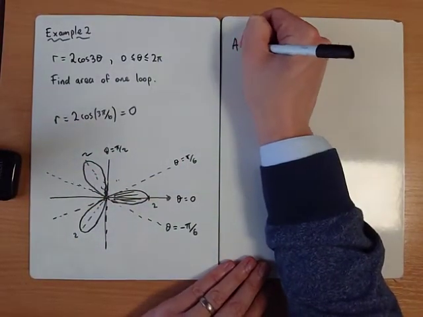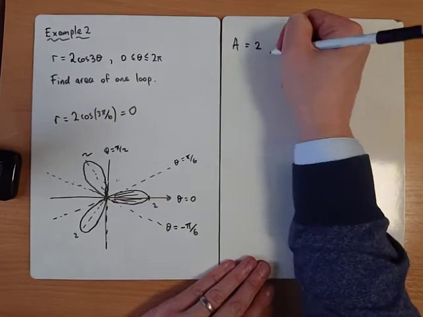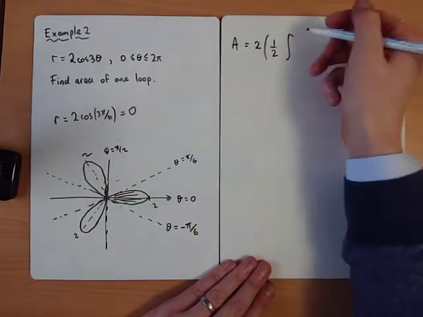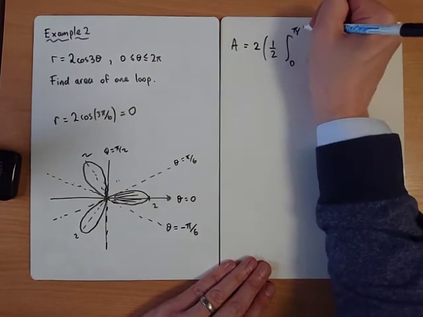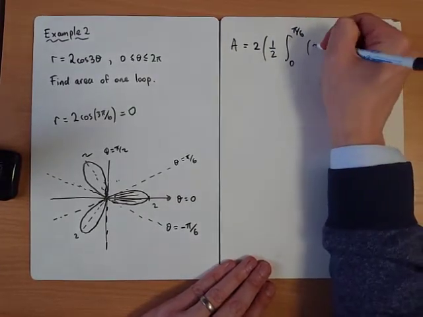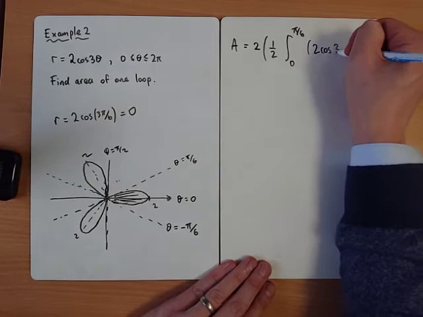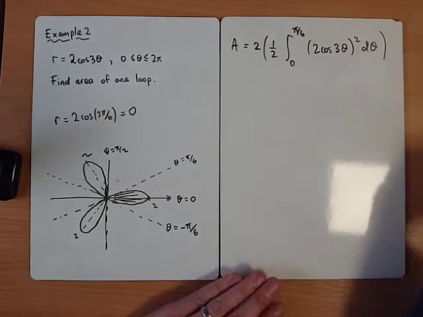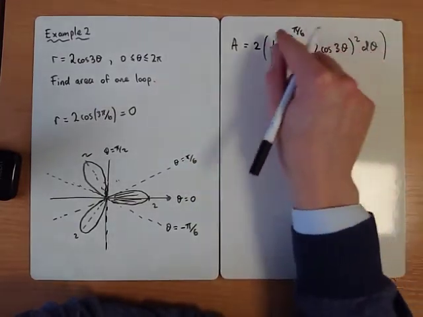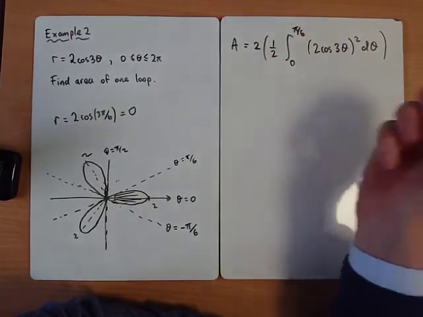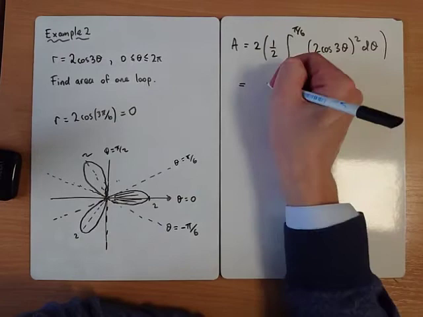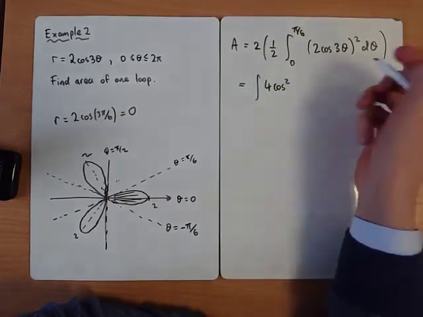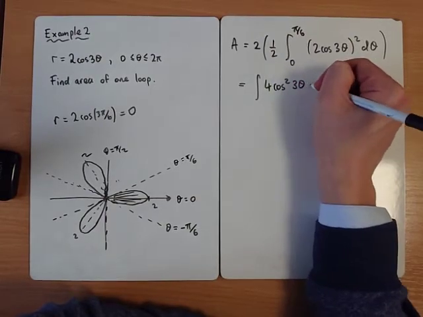Okay. So I'm going to say the area is equal to 2 times a half the integral from 0 to pi over 6 of r squared, which is 2 cos 3 theta squared, with respect to theta. Don't forget to set the integral up like this because that's your first mark. Okay, so we're trying to integrate 4 cos squared 3 theta.